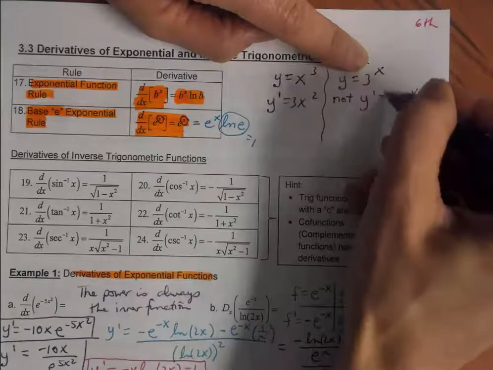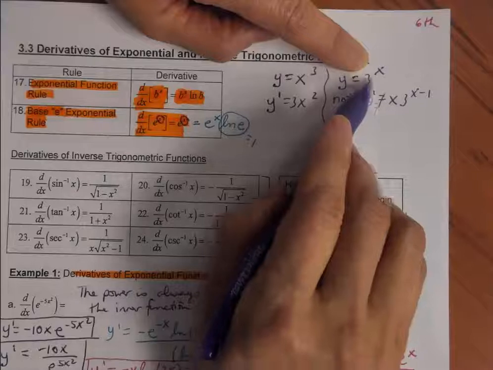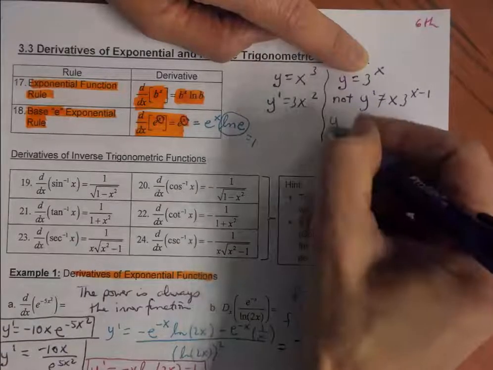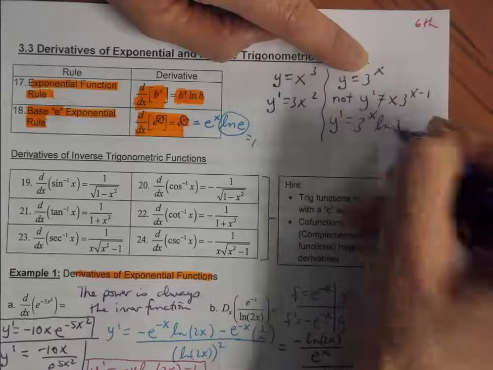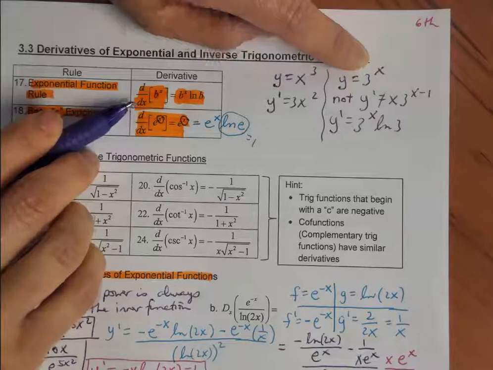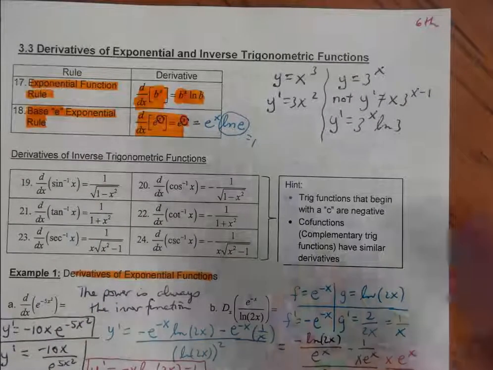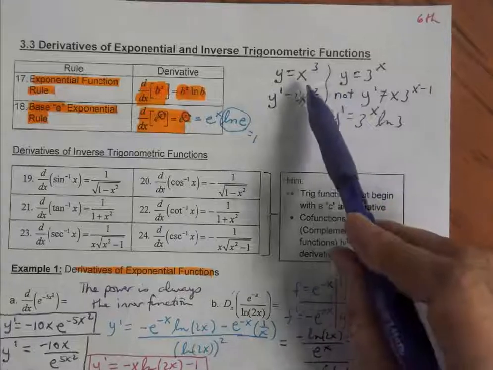Why is that? Because the base is not a variable, and you have the exponent as the variable. So what is this derivative? y prime is equal to 3 to the x times the natural log of 3, because it is an exponential. So it's a different rule. Does that clarify? Okay. All right, so you have to look at which one is the constant and which one is the variable. And so don't get those two things confused on that.